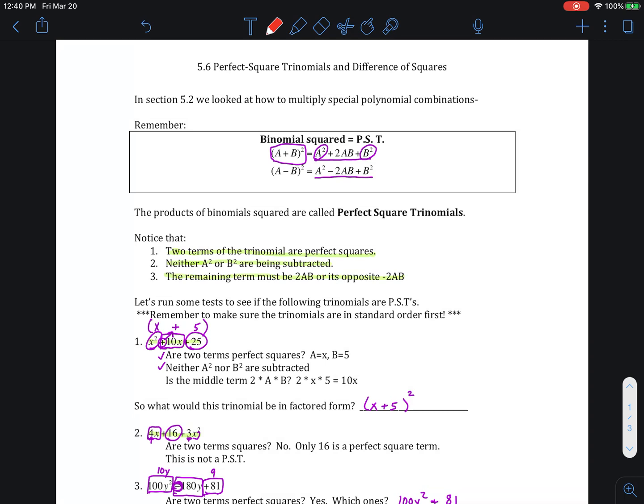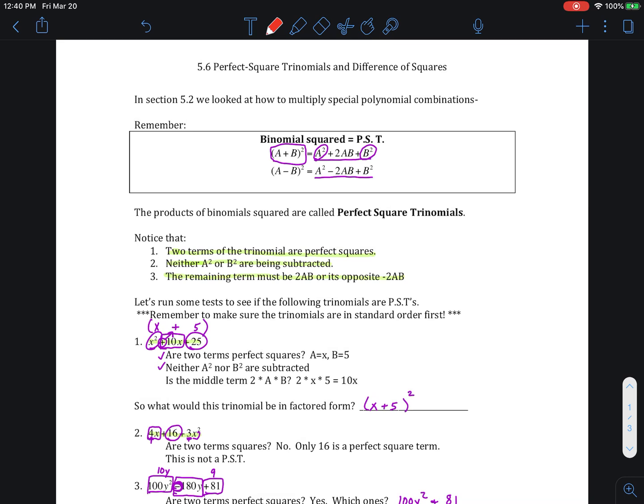Welcome back, everybody. We're still factoring here. Factoring is a huge part of Algebra 2. So we're spending quite a bit of time with these different types of polynomials and learning how to factor them and put them in their factored form.